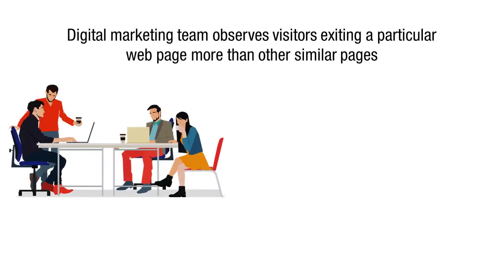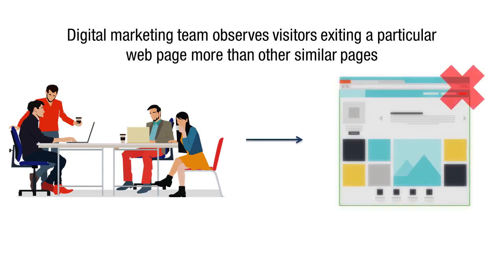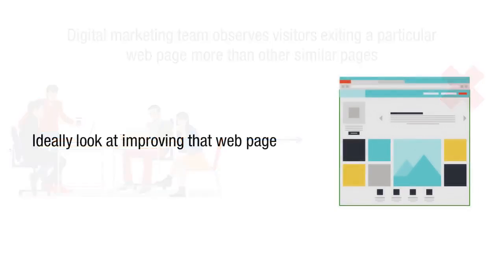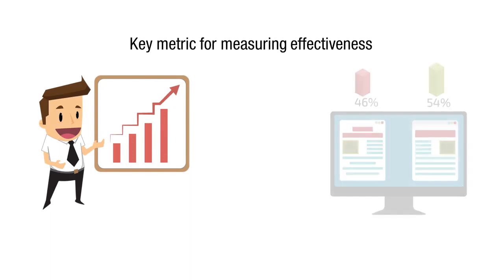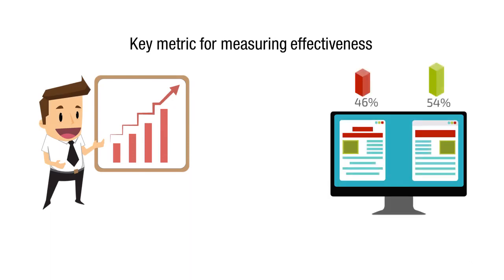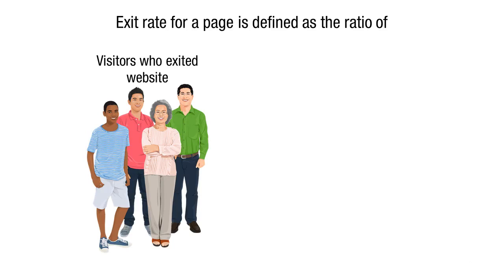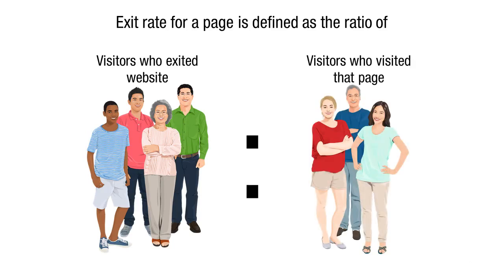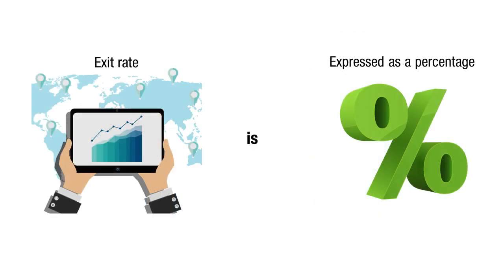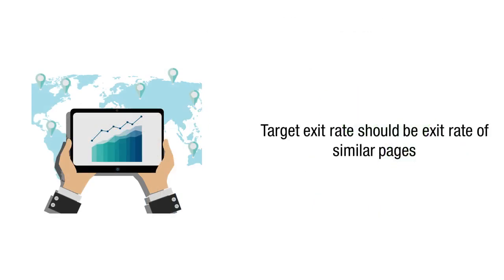If the digital marketing team observes that visitors are exiting from a particular web page more than other similar pages, it should ideally look at improving that web page. A key metric for measuring the effectiveness of changes aimed at improving the web page would be the exit rate. The exit rate for a page is defined as the ratio of the number of visitors who exited a website from a page to the number of visitors who visited that page, expressed as a percentage. The target exit rate should be the exit rate of similar pages.